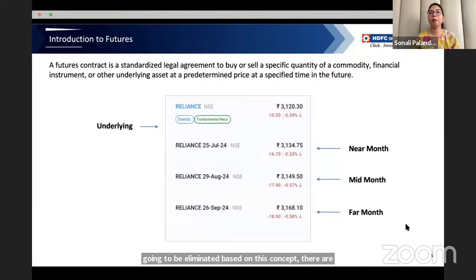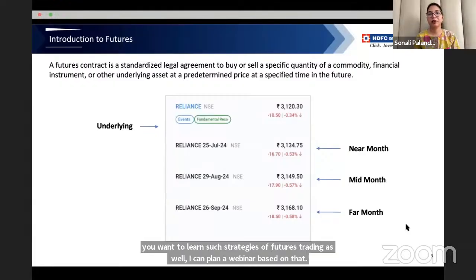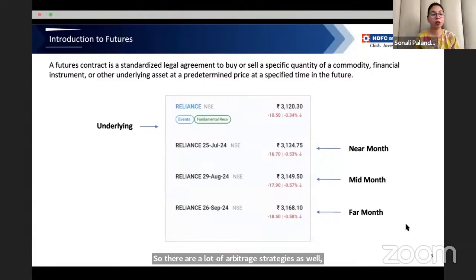If you let me know in the chat box that you want to learn such futures trading strategies as well, I can plan a webinar on that. There are a lot of arbitrage strategies as well, which are pure gold. All right, so this was the concept behind the prices.